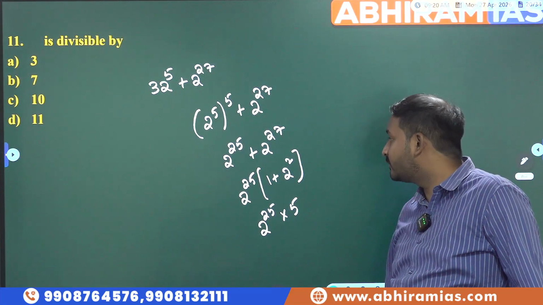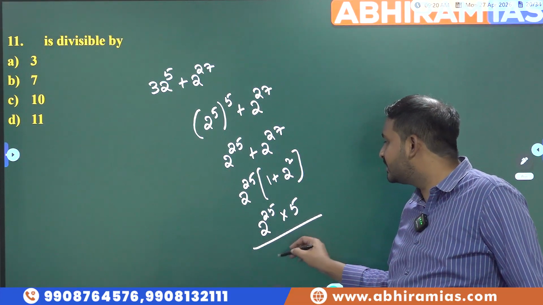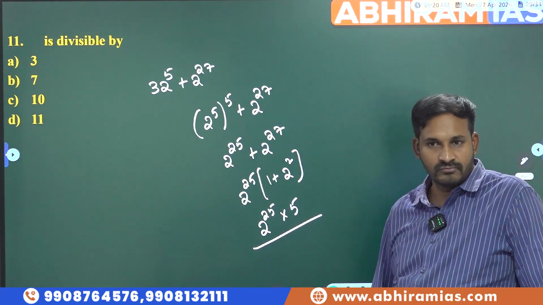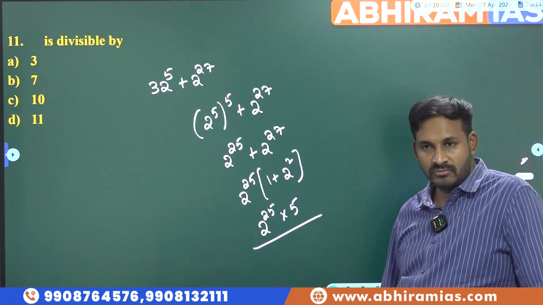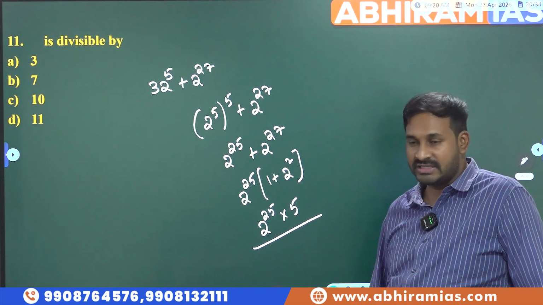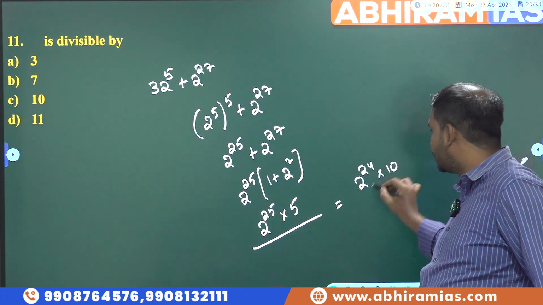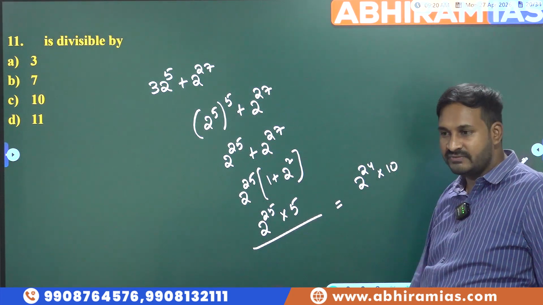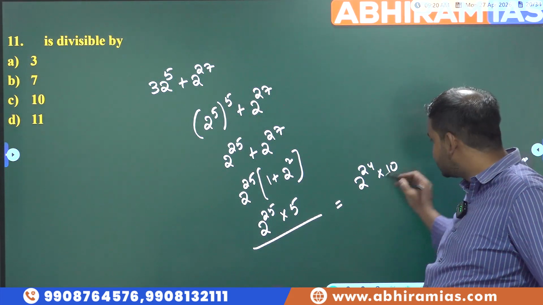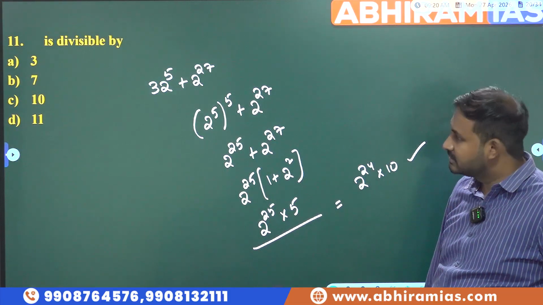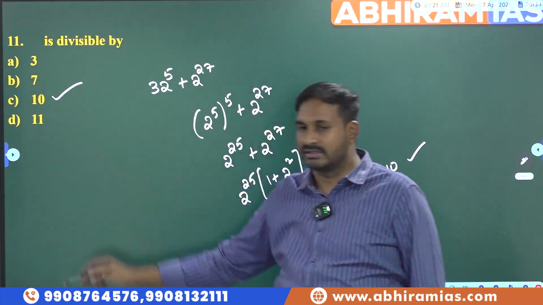2 power 25 into 5. ఇప్పుడు దీన్ని 3 తో డివైడ్ చేయండి. Is it possible? No. 7 తోనా? No. 10 తోనా? ఛాన్స్. అంటే దీన్ని కెన్ ఐ రైట్ లైక్ దిస్? 2 power 24 into 10. ఒక 2ని బయటికి తీసి 5 తో మల్టిప్లై చేయొచ్చా? Is this number divisible by 10? Yes. Then our answer is also 10.